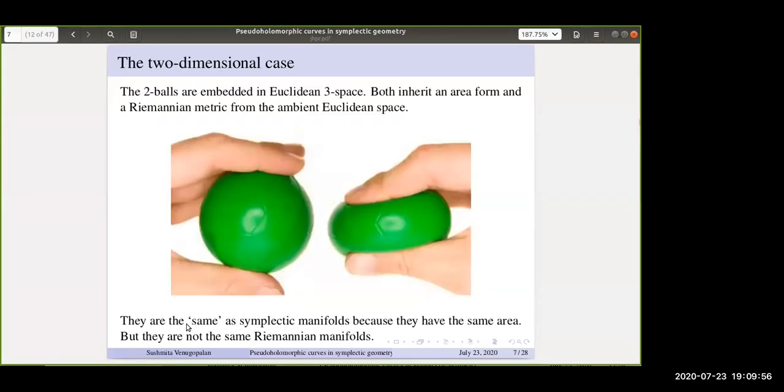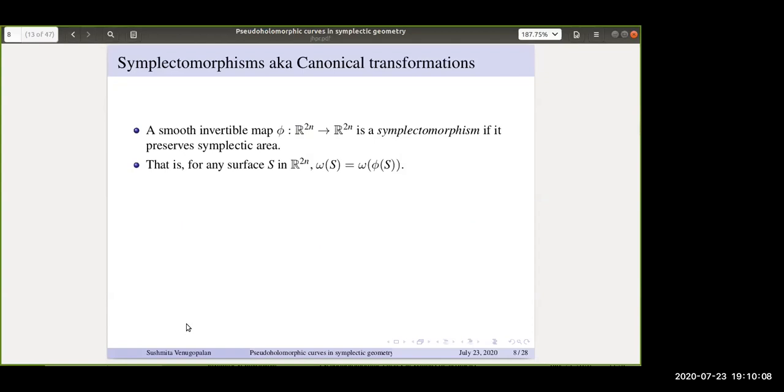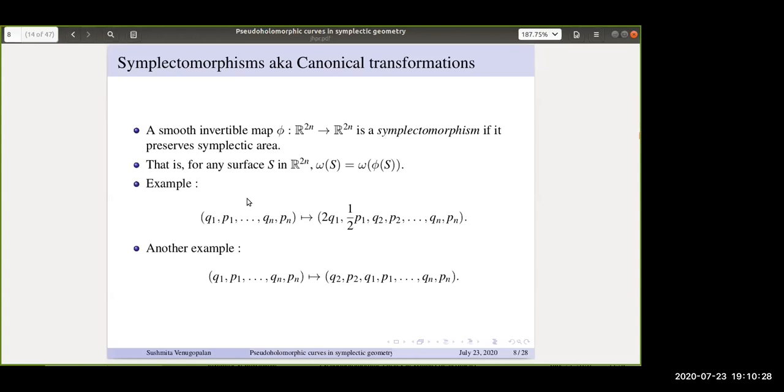Inadvertently, when I said two symplectic manifolds are the same, there is a notion of isomorphism that we are using in this category of symplectic manifolds. That isomorphism is called a symplectomorphism. It's a diffeomorphism between two symplectic manifolds which preserves the symplectic form. In particular, if you think of R^2n, it's an invertible map which preserves the symplectic area. If you take any surface in R^2n and apply a symplectomorphism to it, it keeps the omega area unchanged.